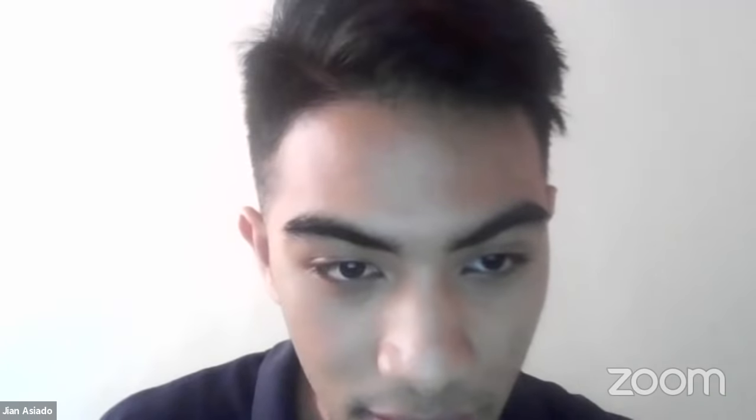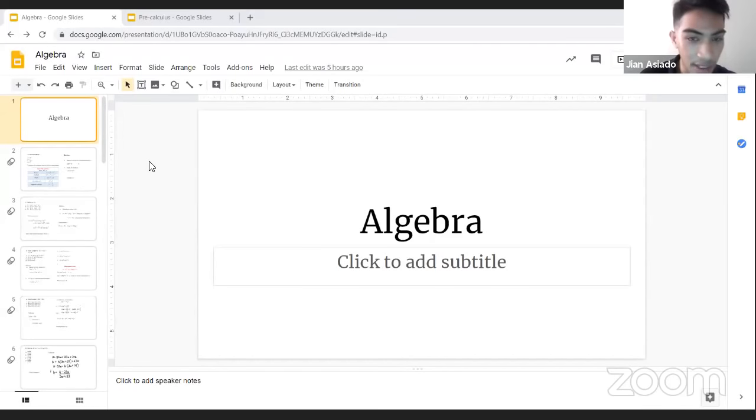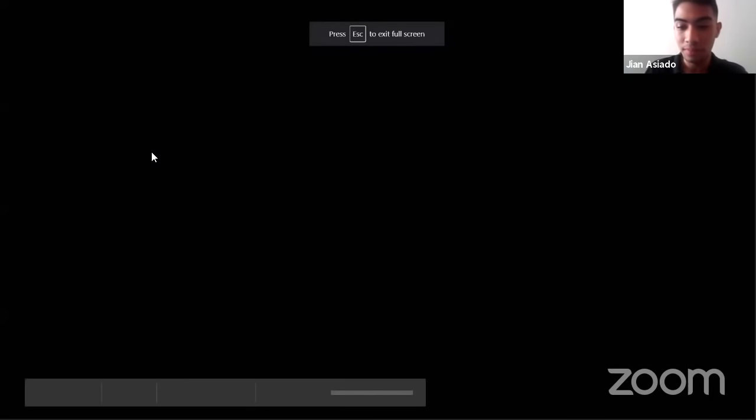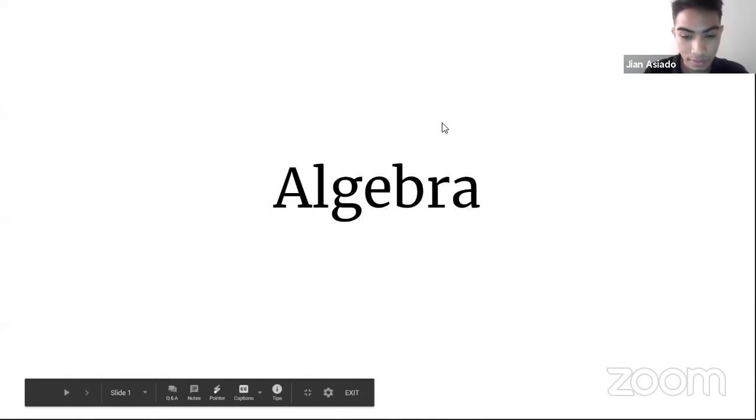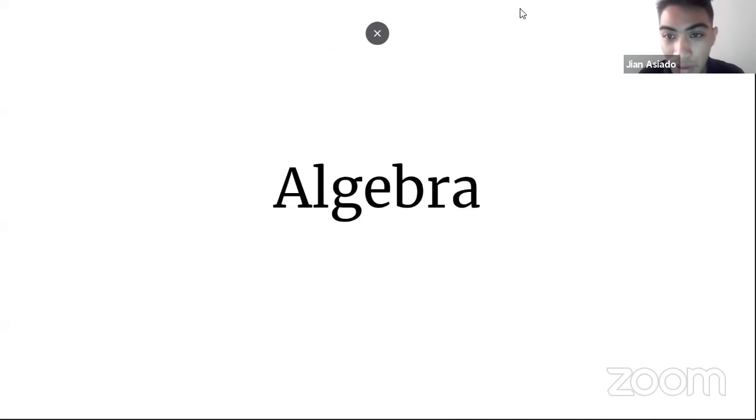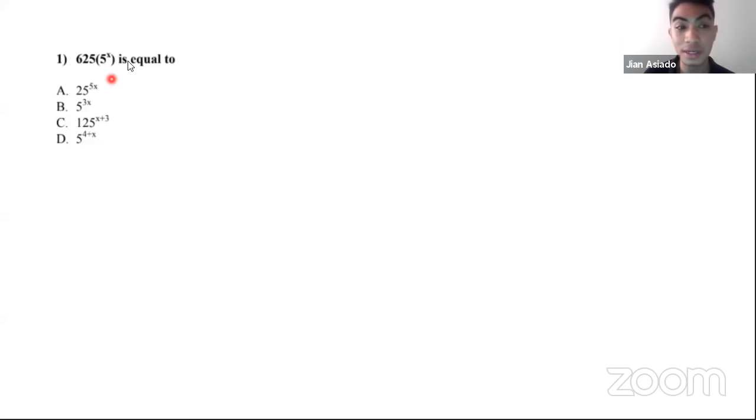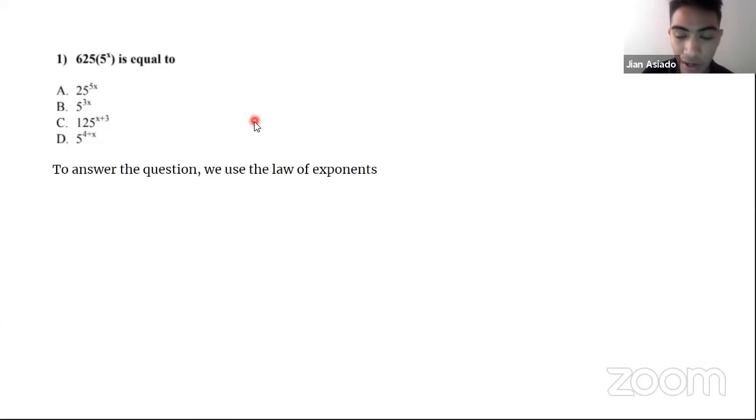Okay, so let's start with algebra. For question number 1, we have 625 multiplied to 5 raised to x. What is it equal to? Now, what do we do here? We use the law of exponents.